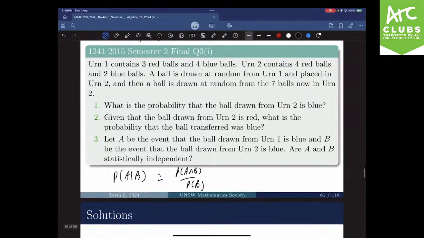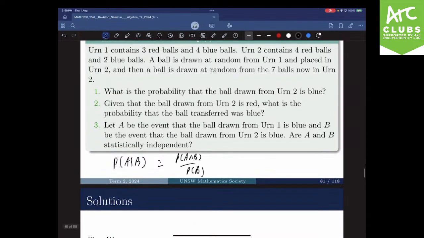Once again, we can say that this is equal to P of A and B over the probability of B. P of A and B, how do we figure that out? That is essentially saying that the ball transferred was blue and the ball drawn from urn 2 is red. The ball transferred is blue 4 out of 7 times, and then times the probability of getting a red ball from urn 2. Once we've transferred a blue ball from urn 1 to urn 2, it becomes 4 red, 3 blue. From 4 red, 3 blue, if we want to get a red ball, it's going to be 4 on 7.